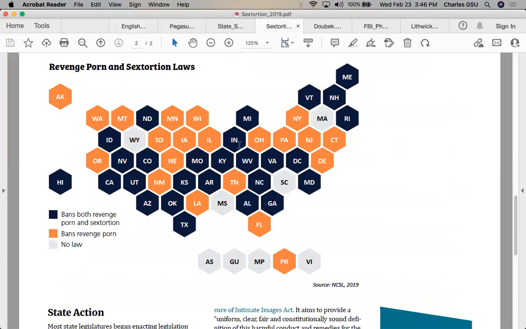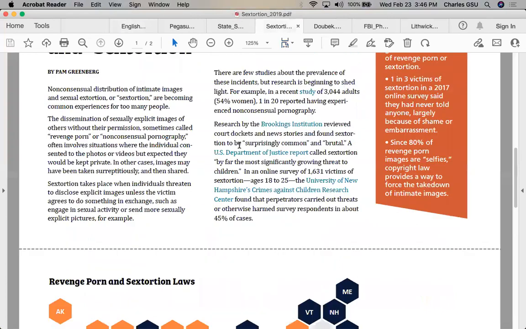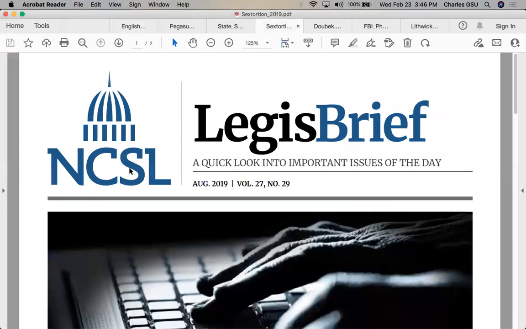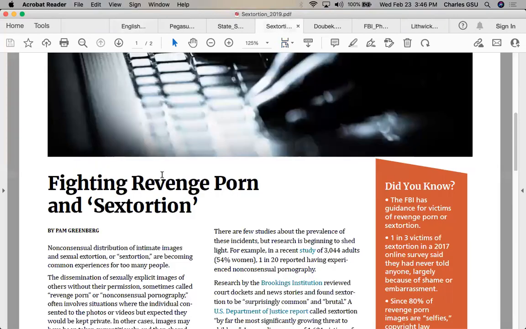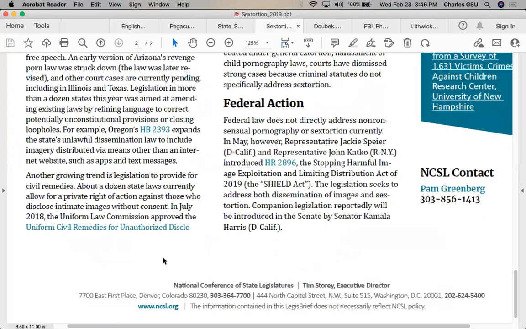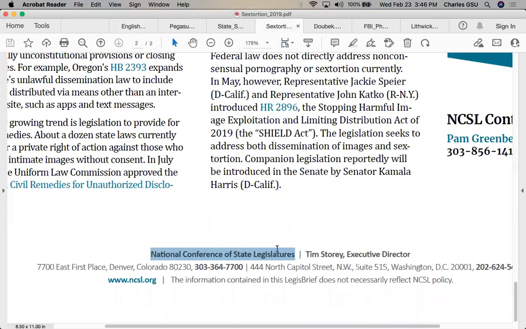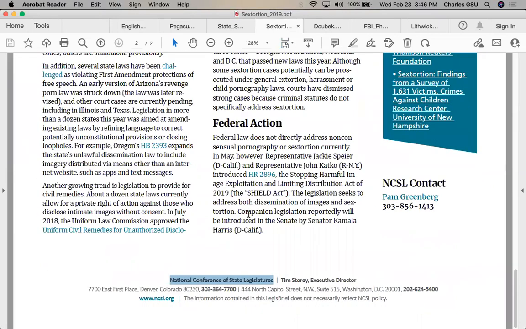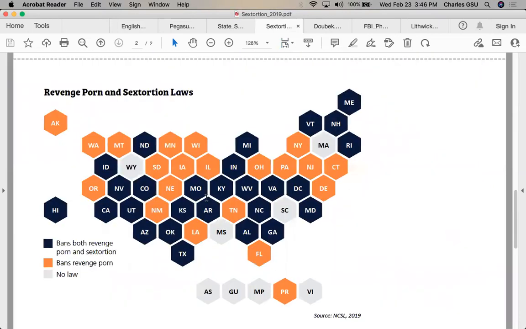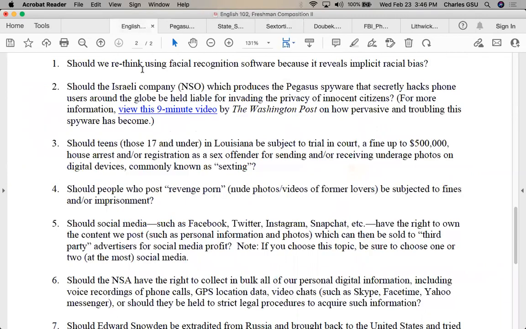I would argue that yes, it should be, but here is the National Conference of State Legislatures. You can see that from the bottom here. It's a group that confers annually, if not more than that, of all the state legislatures, right? They come together and they're trying to develop national policy, federal policy. So let's see another one.